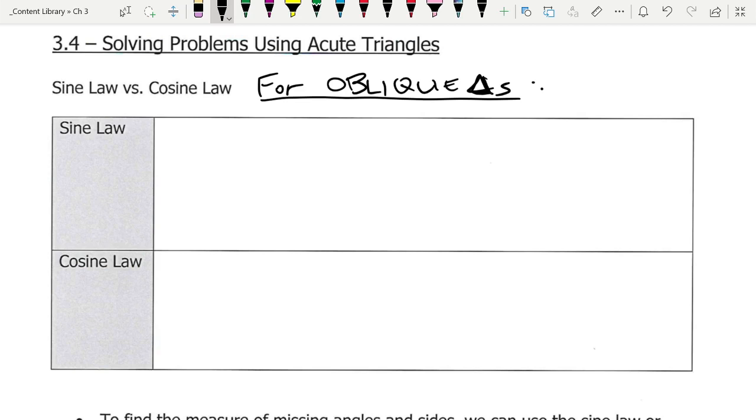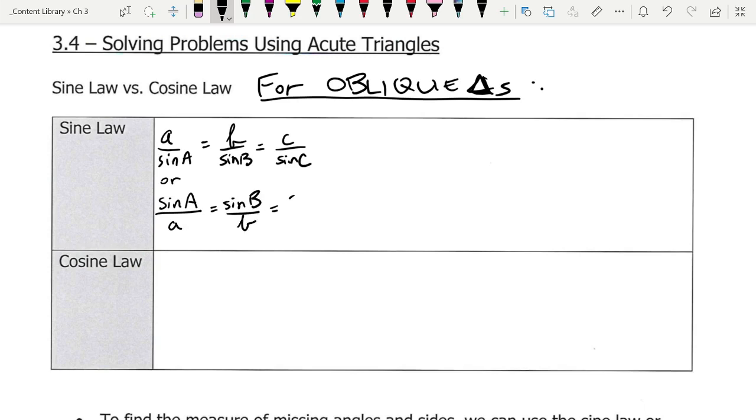What is sine law? Well, the two formulas are a over sine A equals b over sine B equals c over sine C. And that's the one I use when I'm looking for a side. But if I'm looking for an angle, I flip it over. So I'll say, or, sine A over a equals sine B over b equals sine C over c. So there's the formula. When do I use it?